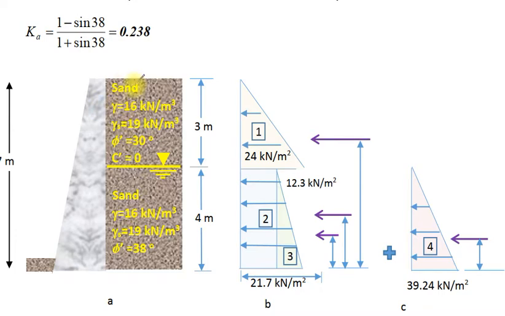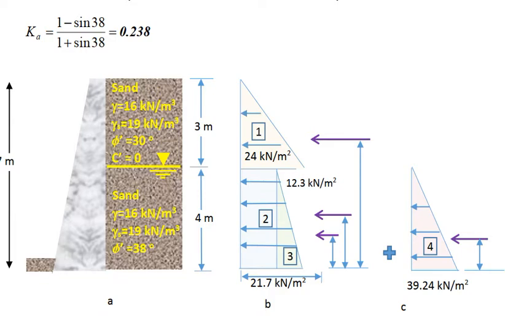Retaining wall with a vertical back face and two types of soil. The first is sand with phi equal to 30, and the second is also sand, with an angle of internal friction equal to 38. The water table is at a depth of 3 meters.